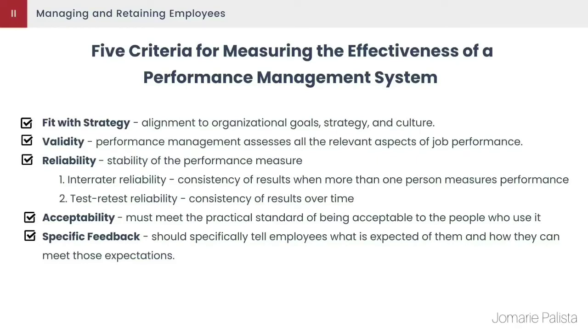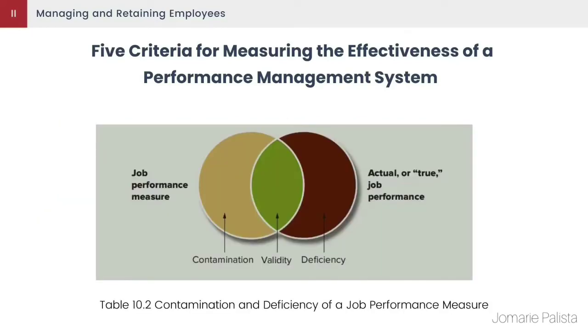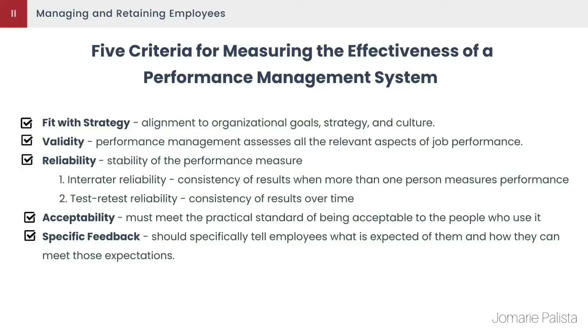To better understand validity, let's take a look at this figure. We have two circles here representing the job performance measure and the actual job performance. The overlap of these two circles is the validity, which contains valid and relevant information. Contamination, or the yellow shaded part, is the information gathered that is irrelevant, while deficiency is the information that is not gathered but relevant. Validity is concerned with increasing the overlap between actual job performance and the measure of job performance.